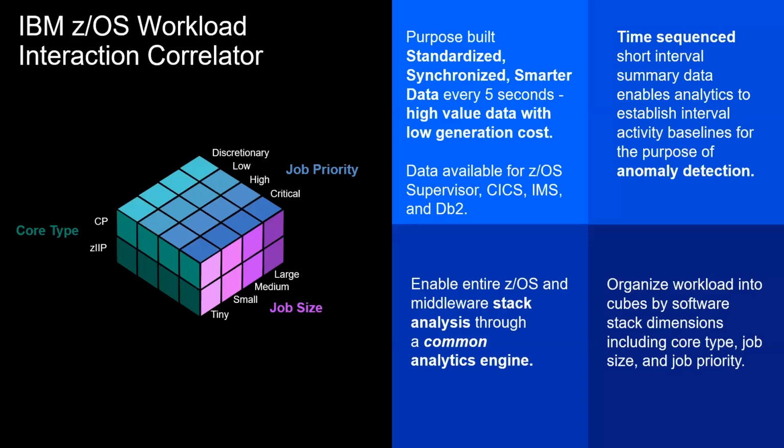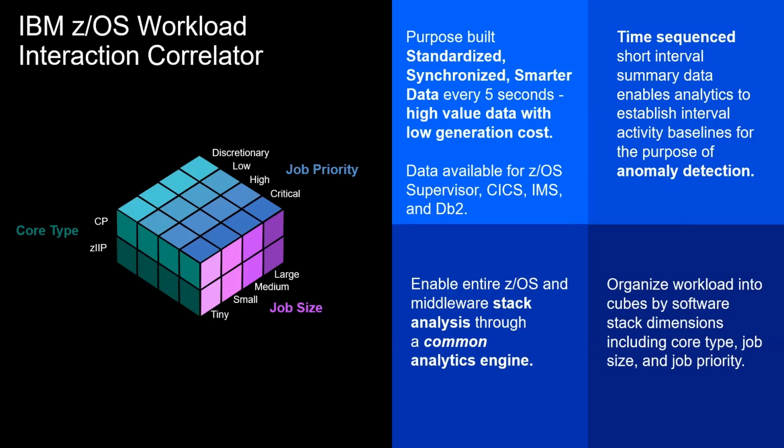So this is why in January, March of last year, IBM introduced two new components. The first one is the z/OS Workload Interaction Correlator, and this is purpose-built data, and this is all meant to solve that data problem that I talked about. So this is building standardized, synchronized, smarter data that's generated every 5 seconds. And it's built to be high-value data with low cost. And we have support today for generating correlator data through the z/OS Supervisor, CICS, IMS, and DB2.